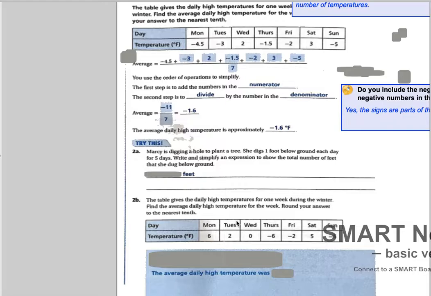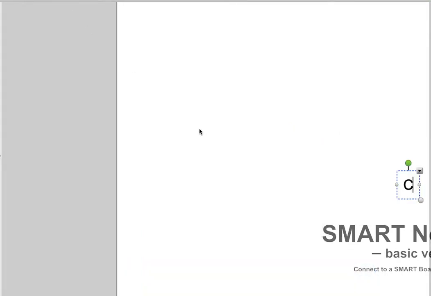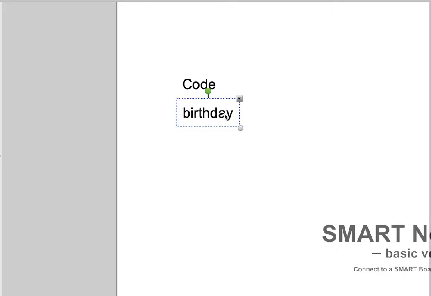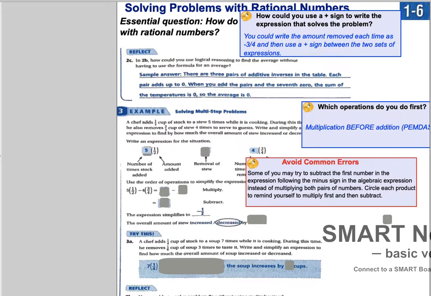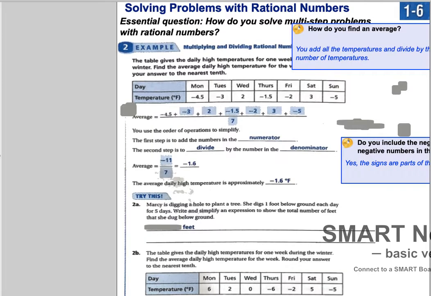All right, I hope you paused and got some work done here. So before we jump back into that, here is the code. The code at the top of your homework that you're going to write is going to be your birthday. Okay? So if my birthday is August 29th, I'm going to do 829. If your birthday is March 10th, like that. That's your code.